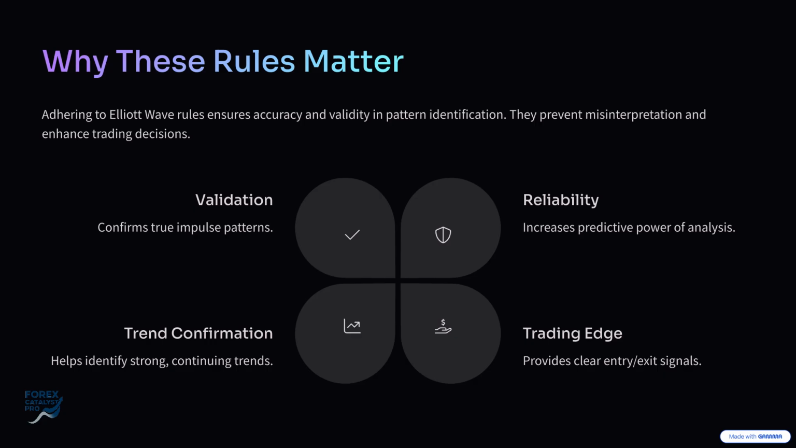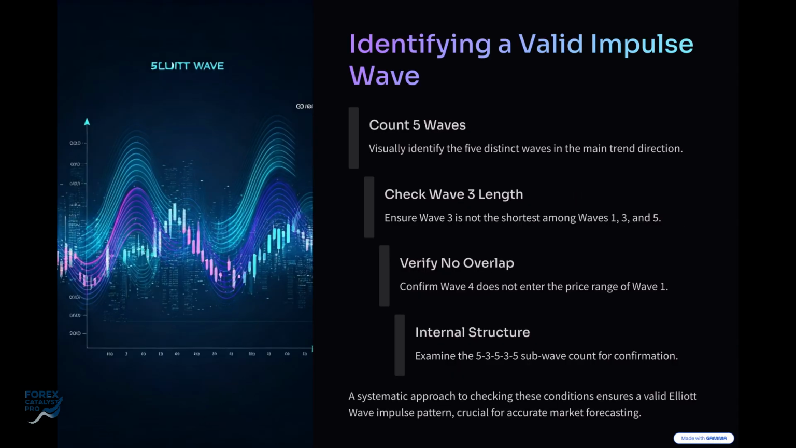Why these rules matter. Following the Elliott wave rules is not just about structure, it's about precision. These rules validate true impulse patterns and increase the reliability of your analysis. They confirm trend direction, help identify strong momentum, and provide a clear trading edge. By respecting the rules, you reduce misinterpretation and make more informed trading decisions.